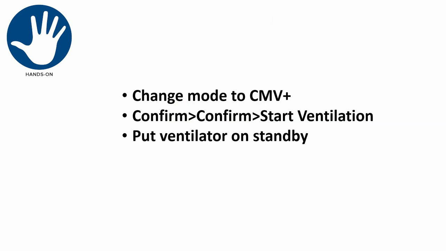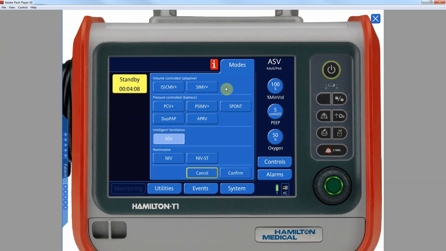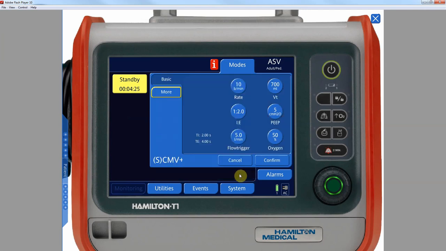So we'll go into our vent simulator. So here are the modes. And on our ventilator, we don't have DuoPAP or APRV, but we do have all of the other modes. So here's your volume control modes and pressure control modes. Let's see what a volume control mode looks like. So if we hit CMV, confirm.